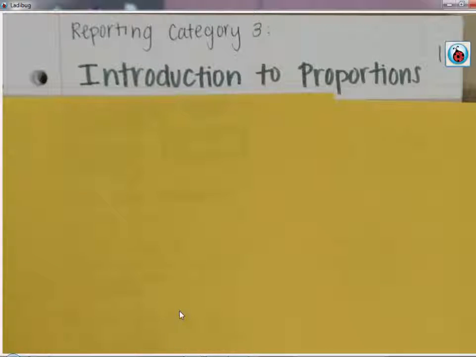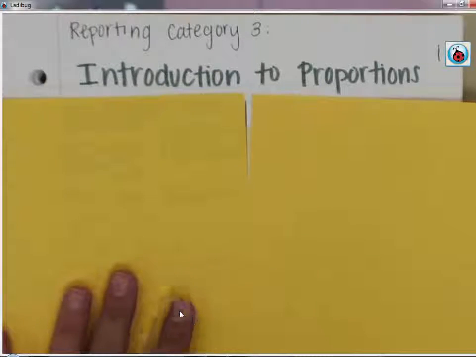Today we're going to be talking about reporting category number 3. So you should be in the 3rd section of your journal. Remember we talked about how each section is going to be a different thing. If you don't have sections, just do it on the next page. But it's about introduction to proportions.